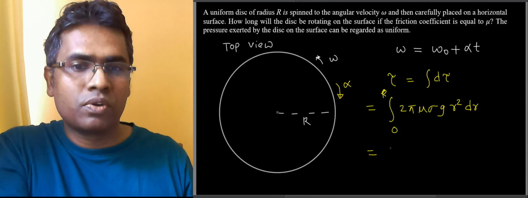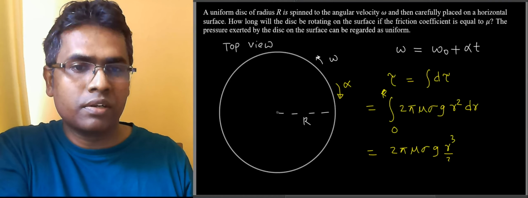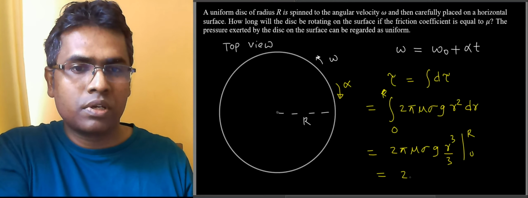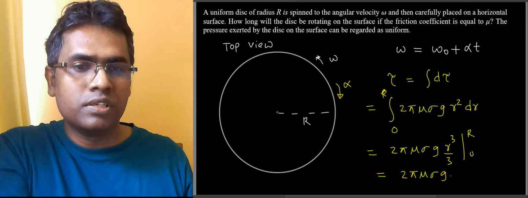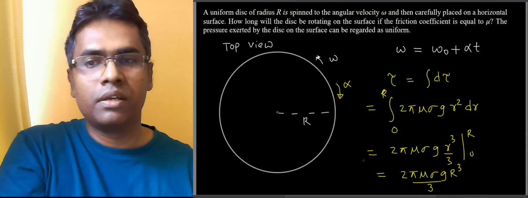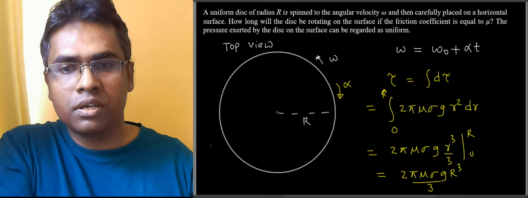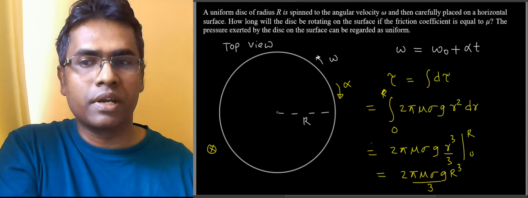Okay, so now what do we get? 2 pi mu sigma g, and this is r cube by 3. So the limits are 0 to R. If you substitute, you get 2 pi mu sigma g R cube by 3. So that is the torque experienced by the disk. That's the torque acting on the disk, and this torque is into the board, which is generating this angular acceleration in the clockwise direction.